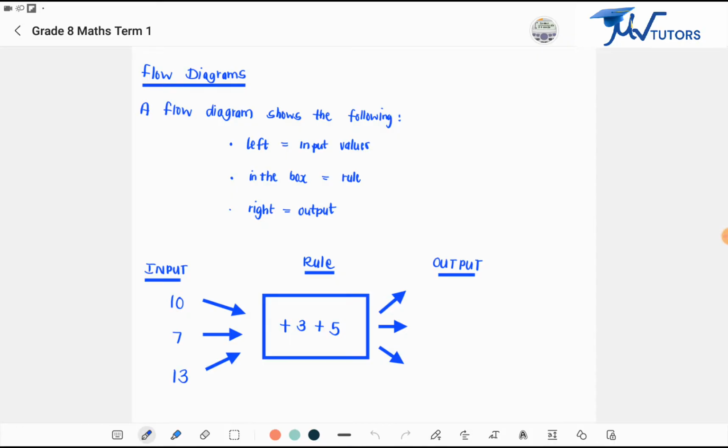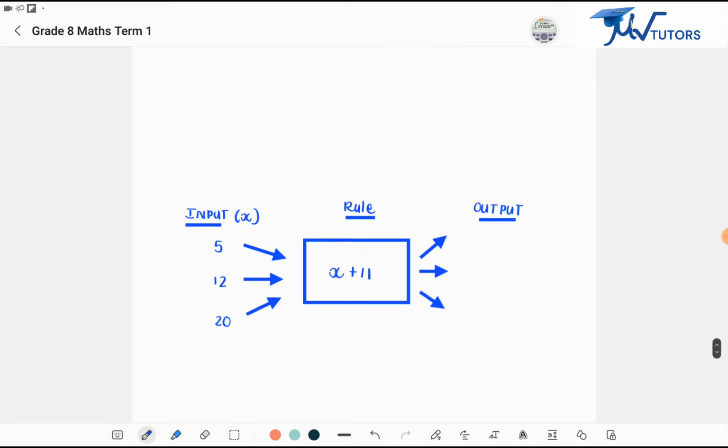For example, let's say you have an input of 10. What do you do with that 10? You add 3 and you add 5. If you add 3, you get 13, and if you add 5, you get 18. That is your output. If you take 7 as your input and you add 3, you get 10. If you add 5, you get 15. If you take 13 as your input, adding 3 gives 16 and adding 5 gives 21. So the flow diagram shows you the input, then you apply the rule, and that's how you get the output.